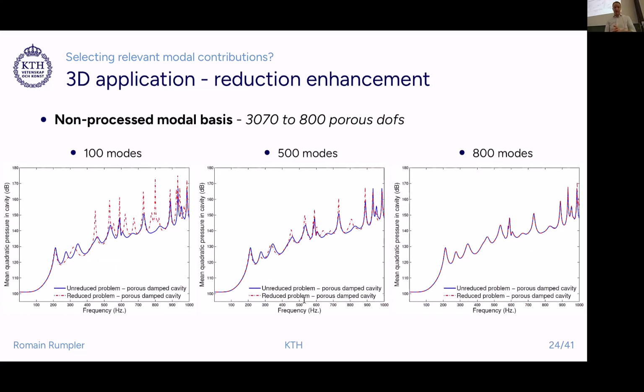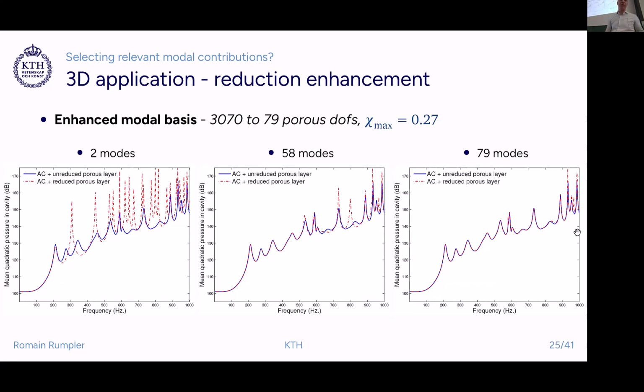The 3D case, you remember, needed 800 modes eventually to get the full approximation. If we apply the same procedure, after 2 modes of selection we already have the first peak well captured here. After 58 modes selected, the 58 most significant modes, you have convergence to about 50% of the range. And with more or less 80 modes instead of the 3,000 initial poroelastic degrees of freedom, you have a decent representation of the initial problem.